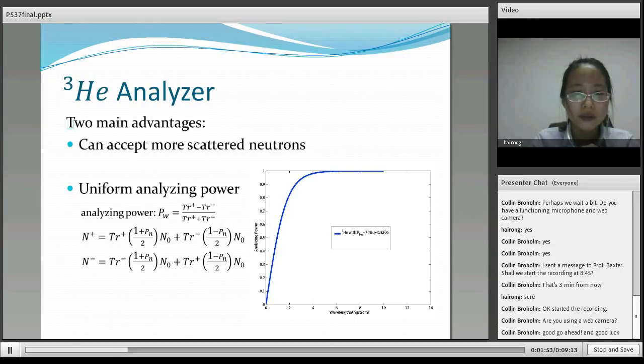power, which is defined as the transmission for parallel particles minus the transmission for antiparallel particles over the sum of them. And here's a plot of the analyzing power on the right. We can see from this plot that with the increase of the wavelength, the analyzing power increases quickly and finally reaches 1. And this plot was made with helium-3 which has a polarization of 70%.